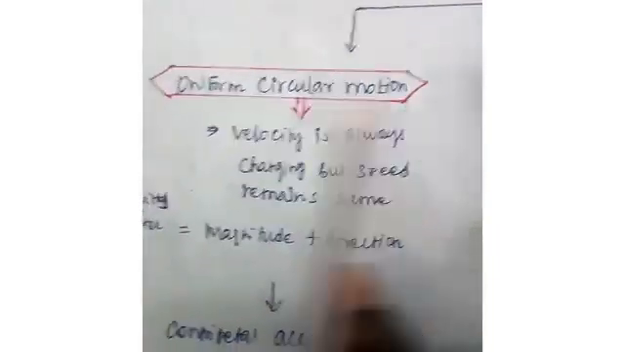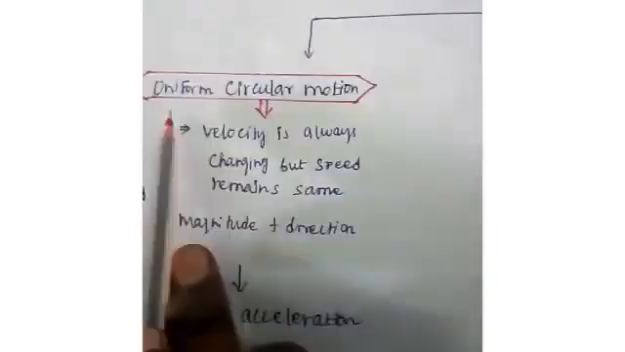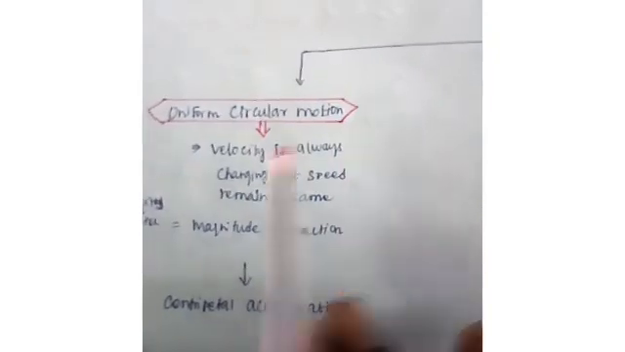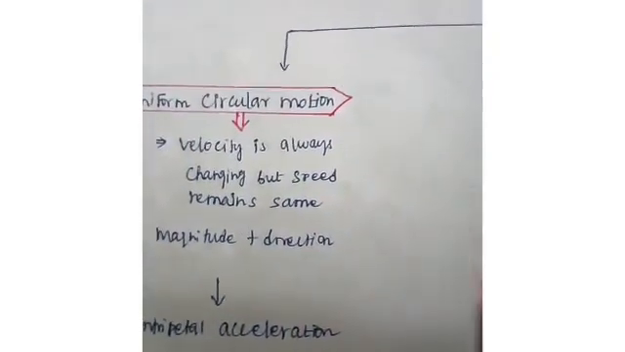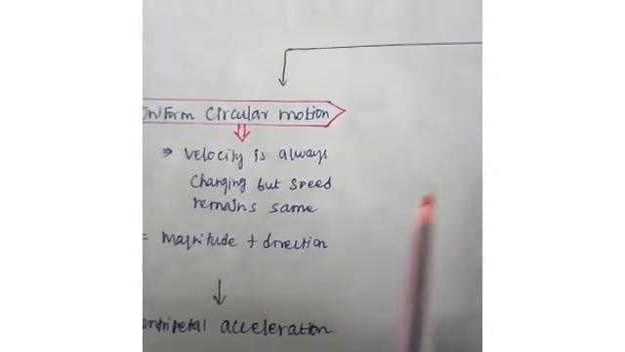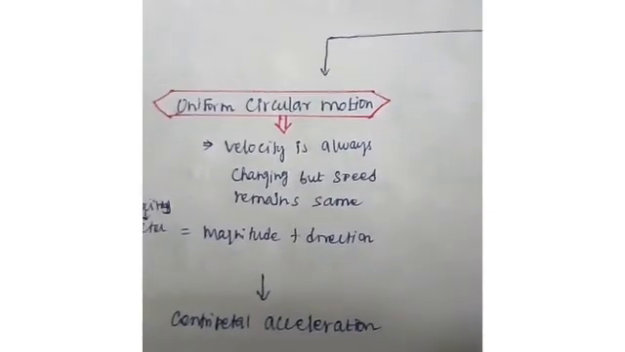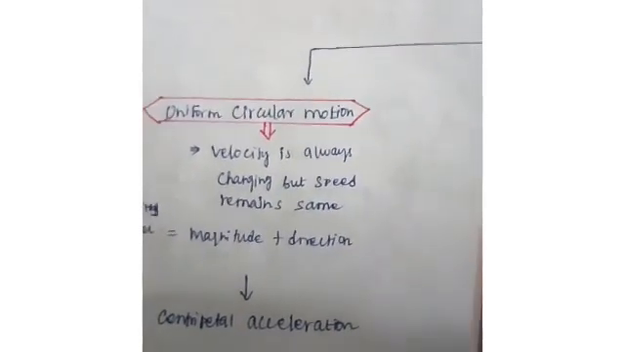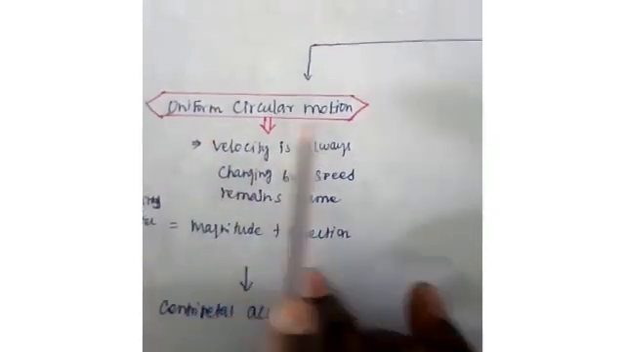First, let's discuss uniform circular motion. What is uniform circular motion? Uniform circular motion is nothing but an object moving along a circular path with constant speed. It covers equal distance in equal intervals of time. That type of motion is called uniform circular motion.